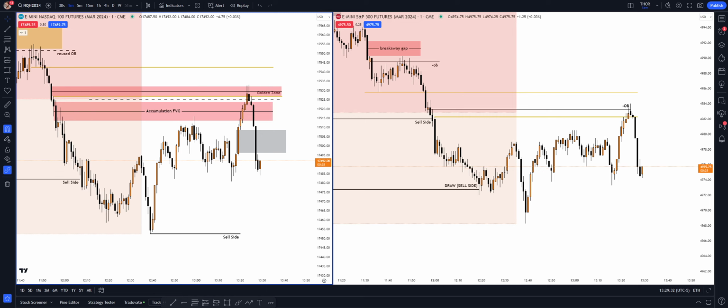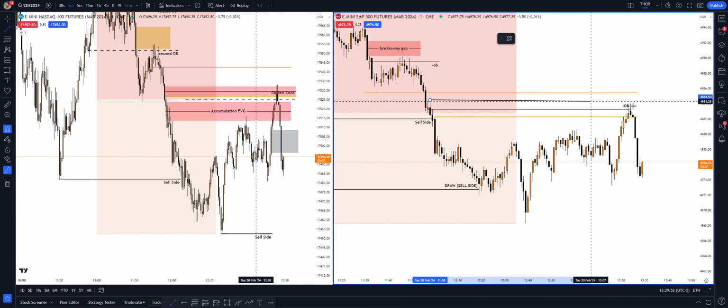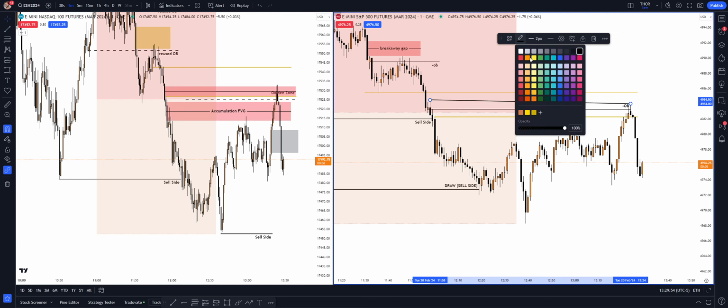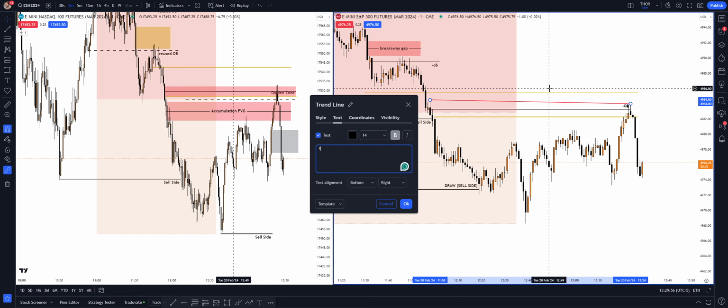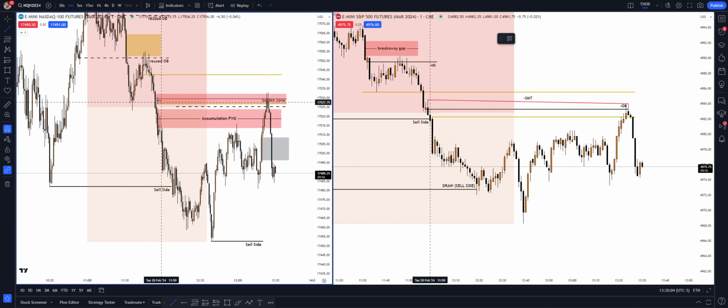What I meant was NQ swept the swing high that formed at 158, right, this one. But ES did not. Oh, I see what you're saying. You're right. Here is a little SMT divergence. That's what you mean. Great point, I didn't notice that.